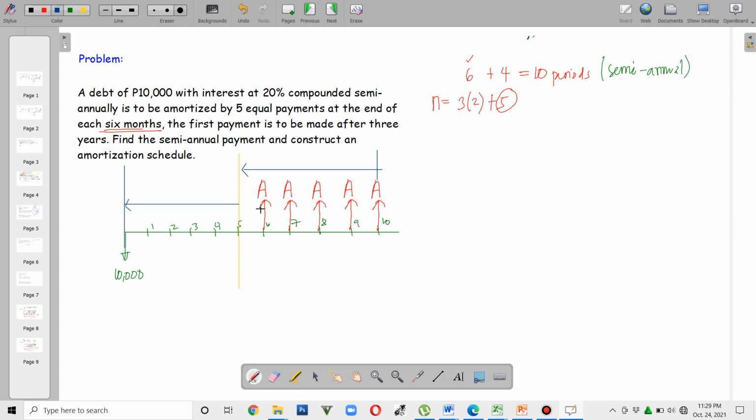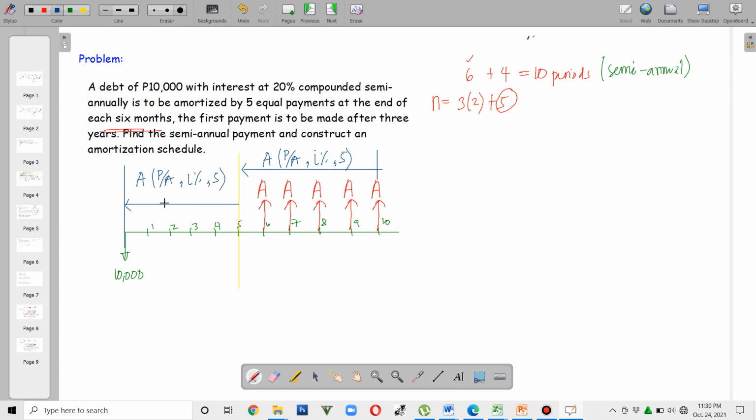So what will be the notation here? We have finding P given A at I% at 5. And then further, punta mo dito, just copy this, and then multiply it by 1 plus I raised to negative 5. So therefore, we just equate that to 10,000. We have A times 1 minus 1 plus I.